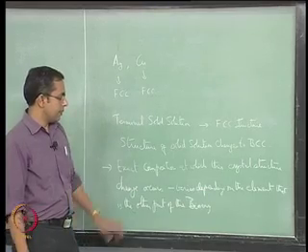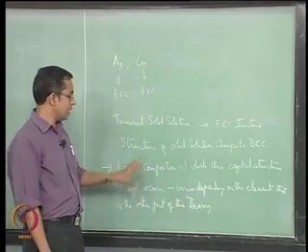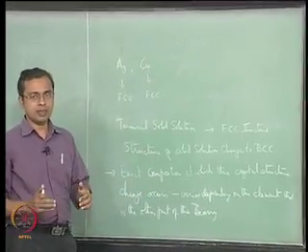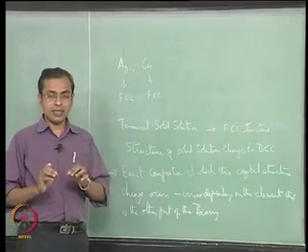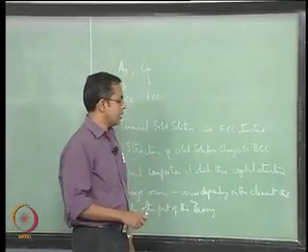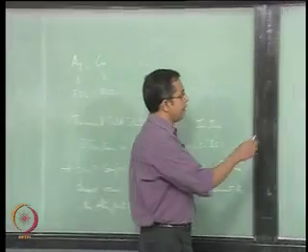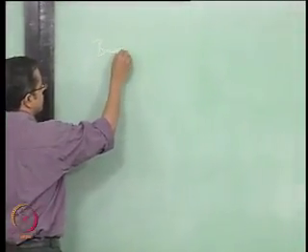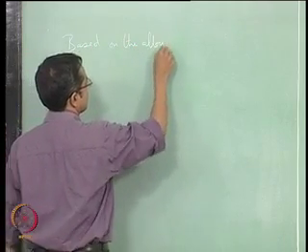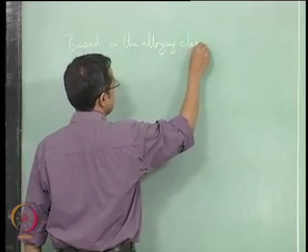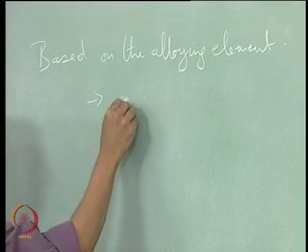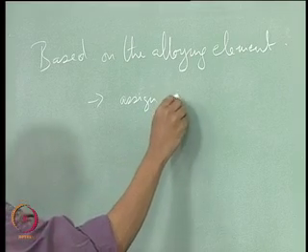Now the interesting thing that comes up here is that these systems were looked at closely to see if there was something more common to them which indicated some specific reason for this change. And what was found was that, based on the alloying element, the first thing that you could do is assign a valence.